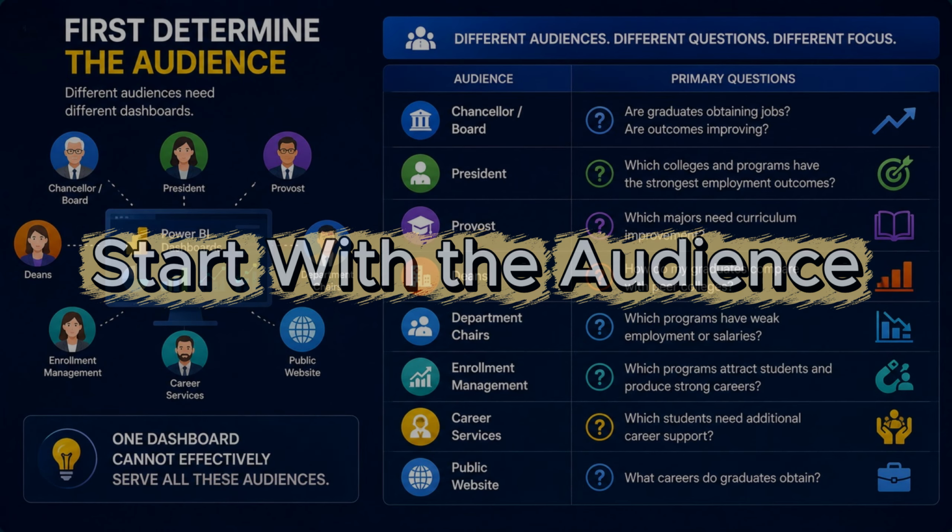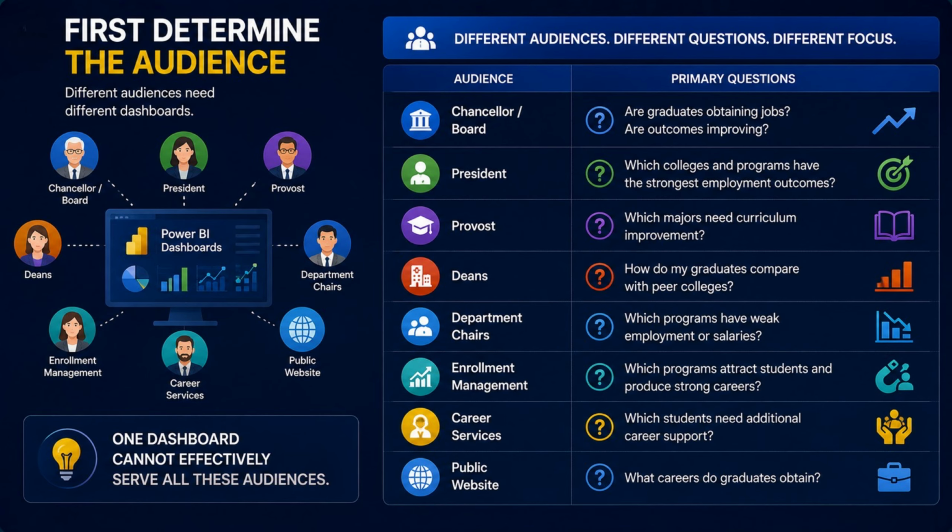Start with the audience. Before creating a single Power BI visual, we need to answer one question: who is going to use this information? This is critical because different audiences ask completely different questions. We identify audiences ranging from the chancellor and board through presidents, provosts, deans, department chairs, enrollment management, career services, and the public. A chancellor or board may ask, are graduate outcomes improving? A president may ask, which colleges and programs produce the strongest outcomes? A provost may want to know which majors may need attention.